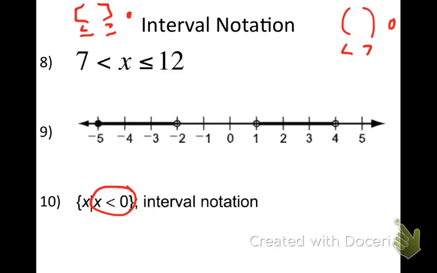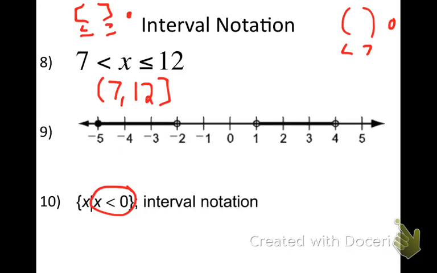All right, so let's look at number 8 here. 7 is less than x, which is less than or equal to 12. How would you write that in interval notation? Parentheses 7, since x is greater than 7, comma 12, bracket, since it's less than or equal to 12. That's all it is.